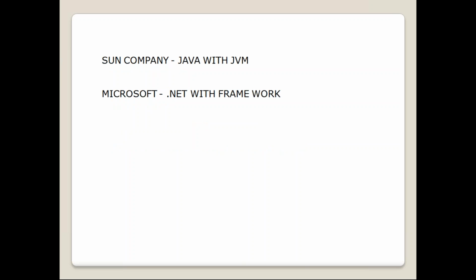For that purpose, Sun company introduced Java with JVM. JVM means Java Virtual Machine, which is the framework for Java. And Microsoft introduced .NET with its framework. So this is the history of why .NET was introduced. The main thing is different applications with GUI interfaces, and web applications, can be developed. That is the purpose why we have to learn .NET.